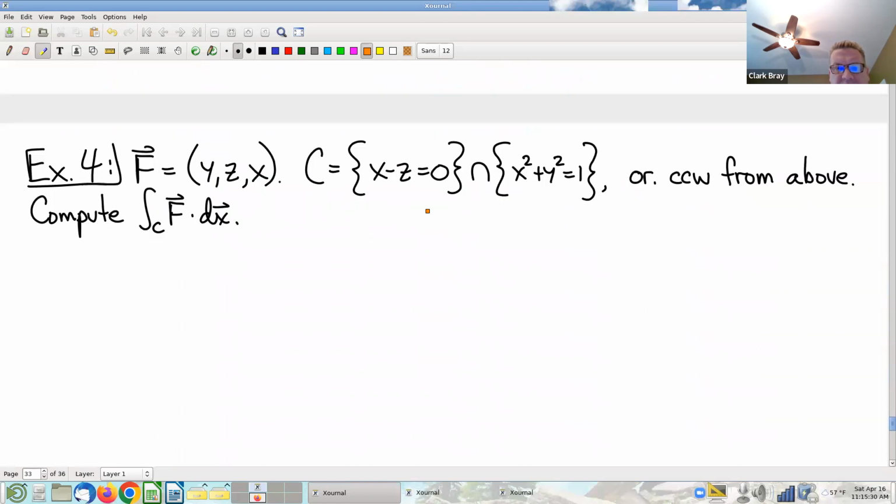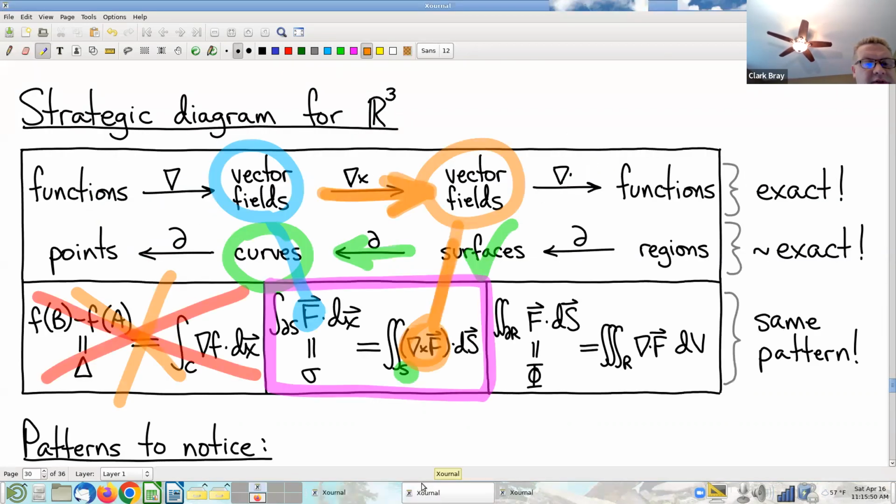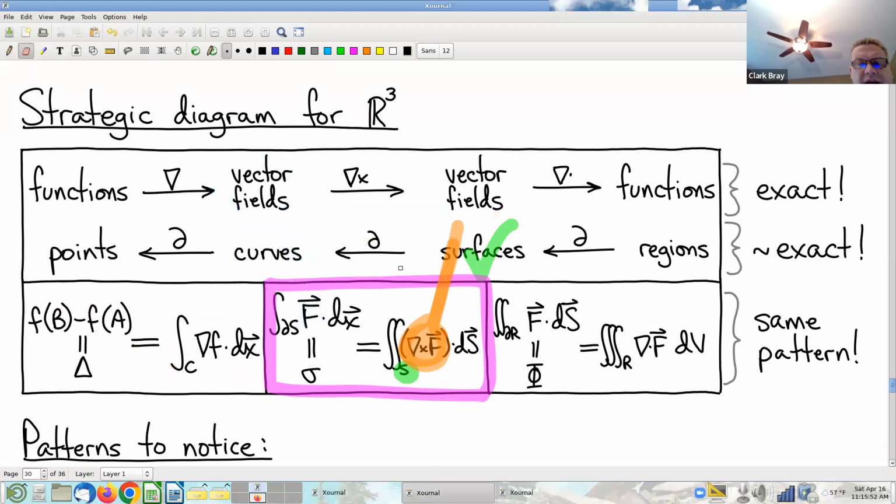This next one looks pretty similar. It's, in fact, the exact same vector field. And we are, again, looking at a plane intersecting the exact same cylinder, right? And again, we're computing a line integral. Okay, so a lot of this that we're about to do comes along for free. Again, let's start over with the reasoning, though.